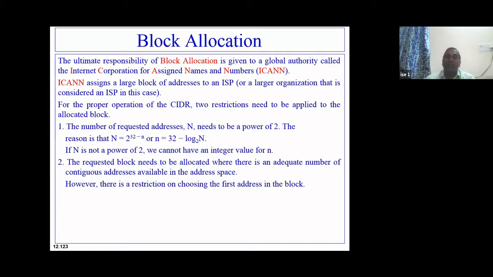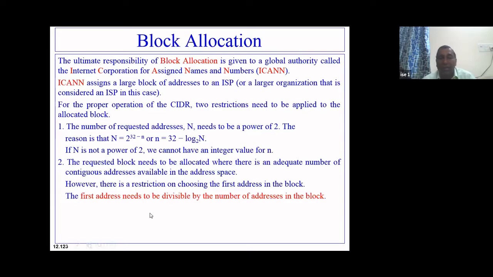So whenever a request comes for a number of network addresses which is not a power of 2, I'll take the nearest higher power of 2. Higher power of 2 means any number that can be expressed as some power of 2 higher than the given value. The requested block needs to be allocated where there is an adequate number of contiguous addresses. So contiguous addresses should be there, right?